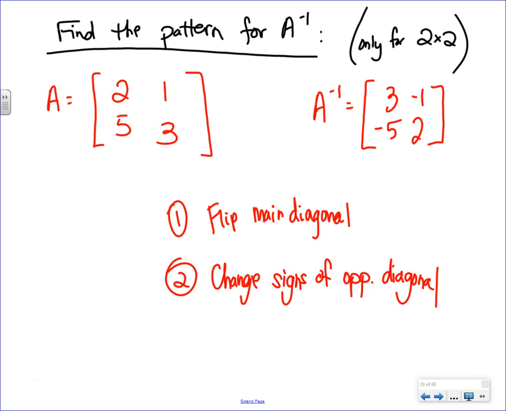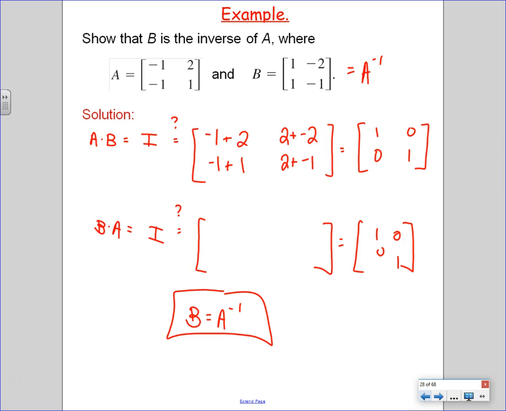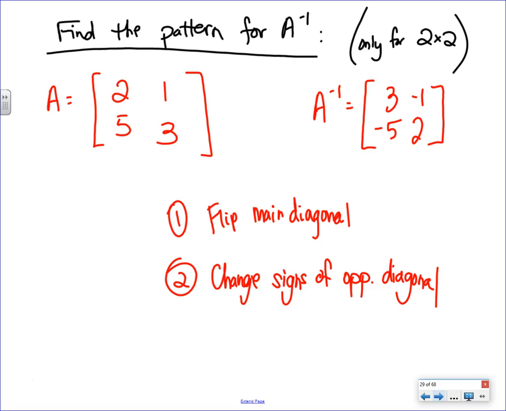Now pause and go look at the example we just did. Does the same pattern work? Did we flip? Joe, come on, bud. Did we flip the main and change the signs of the opposite? But it was harder to see because of all the repeated numbers. There were all those ones everywhere, so it was harder to see. But did we flip the main? Oh yeah, that went there and that went there. And did we change the signs of the opposite? Now let me show you one that's just a little bit trickier, okay? So far, this is what the pattern seems to be. And this is totally right.